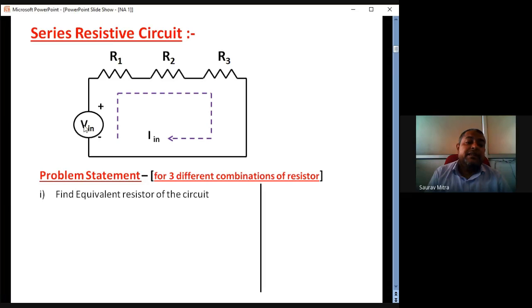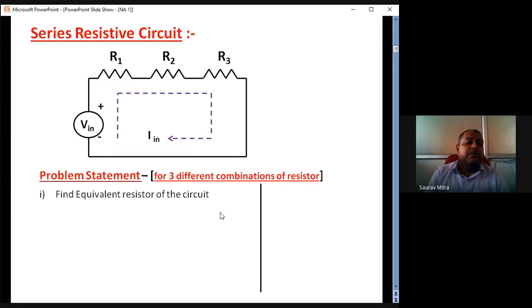So V in, whenever it is voltage, it should be in volt or millivolt. I in, current, milliampere or ampere. Resistance, it can be kilo ohm, mega ohm, ohm. Okay, so whenever I am saying R1, R2, R3, three resistances are in series, find equivalent resistance of the circuit. So in calculation, you can do it very easily. R equivalent is equal to R1 plus R2 plus R3.